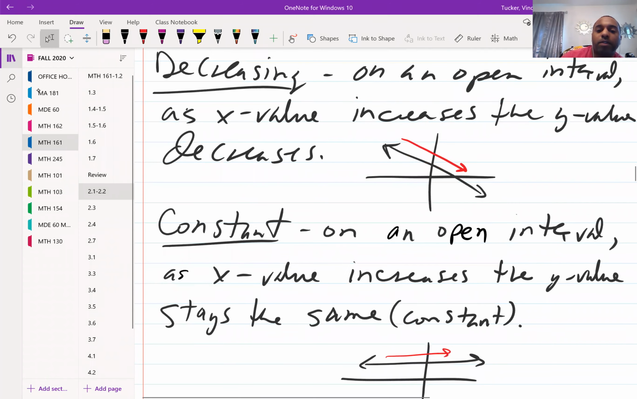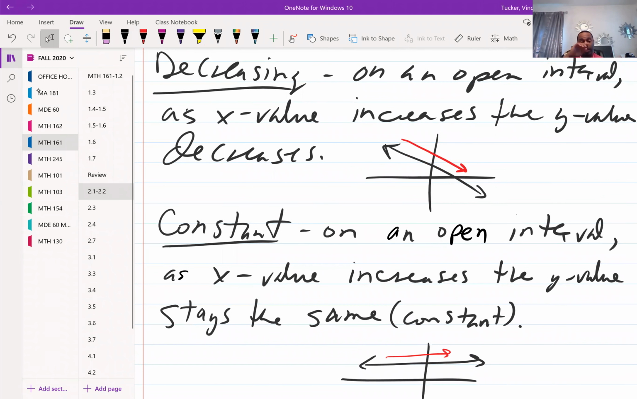And then constant on that open interval as the x value increases. Once again, that means as we go from left to right, your y value stays the same. In other words, it stays constant. So that gives you a horizontal line.